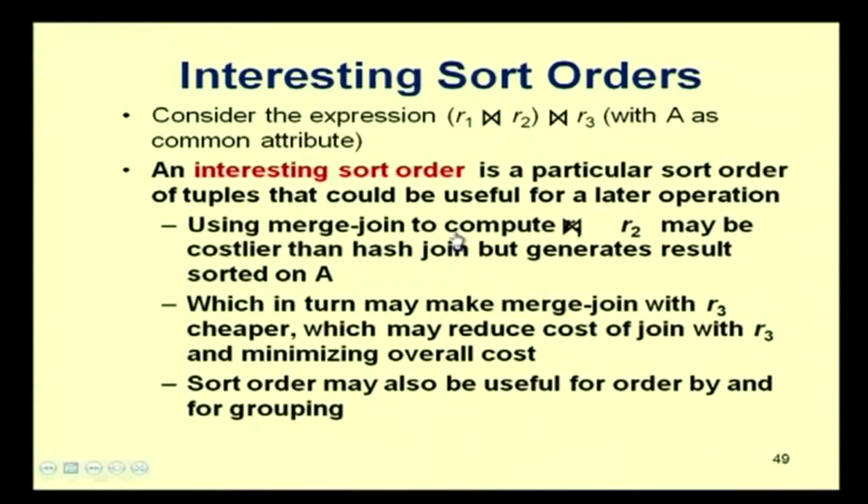So, use merge join to compute R1 join R2. This may be costlier than hash join, but it generates results sorted on A, which in turn may make the merge join with R3 cheaper, which may reduce the cost of the join with R3 and minimize overall cost. Sort order may also be useful for order by and grouping.